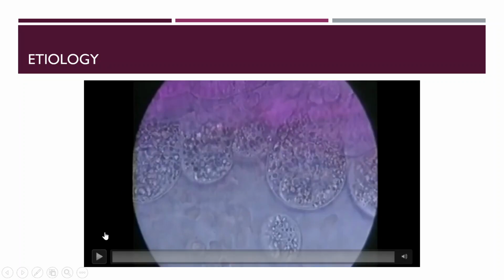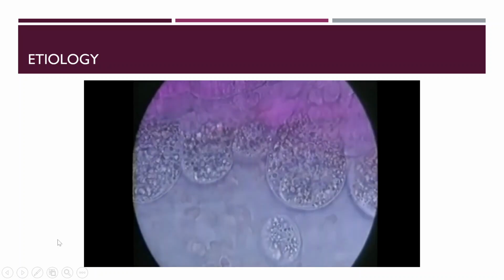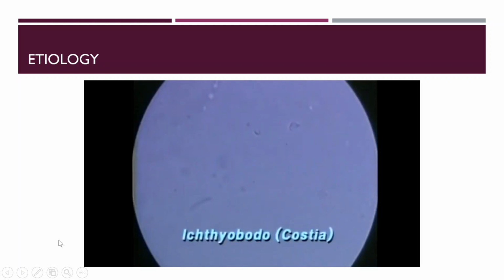So we'll see a video of Ichthyobodo in action. Another protozoan parasite infecting trout is Ichthyobodo, formerly known as costia. It is only about the size of a red blood cell and has a comma or teardrop shape. Instead of cilia, it uses flagella for motility, causing it to swim in a spiraling corkscrew pattern. The flagella are also used for attachment to the host fish. It appears to flicker like a candle flame when attached to the host.